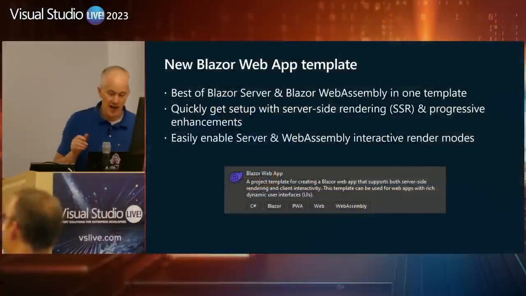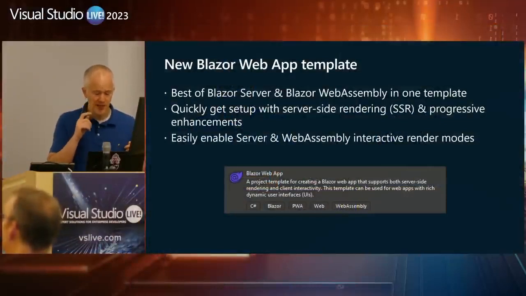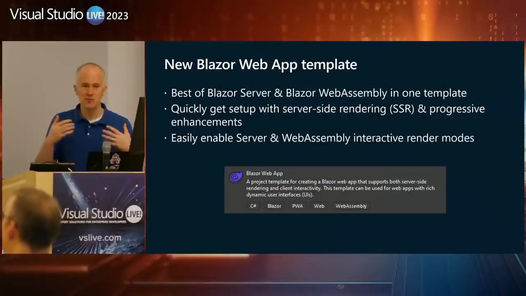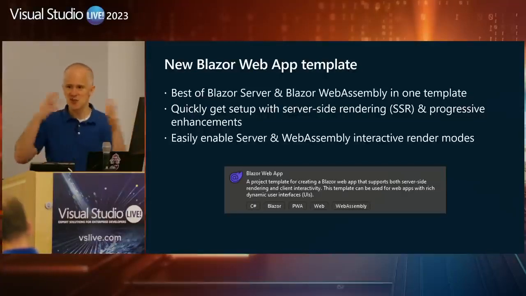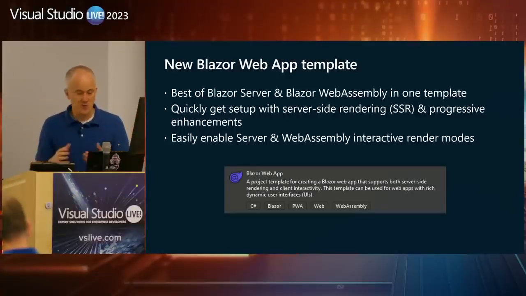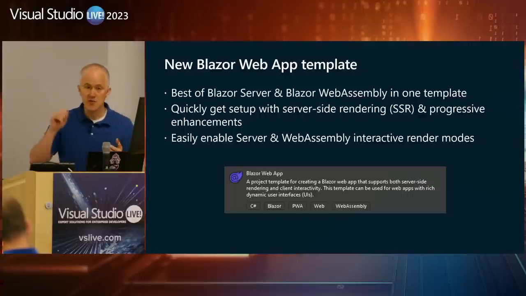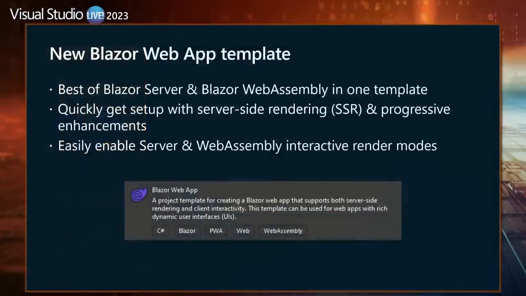Cool. So how can you get started using all these cool .NET 8 features? In .NET 8, we are introducing a new Blazor template, the Blazor Web App template, that sets everything up for you: the server-side rendering and interactive rendering models, so you get the best of Blazor Server and Blazor WebAssembly in one template. It has all of the progressive enhancements enabled as well, and it has options for enabling the different interactive rendering modes. If you want to use Blazor Server as part of your app, you can check a checkbox and say, yep, I want to enable that feature.